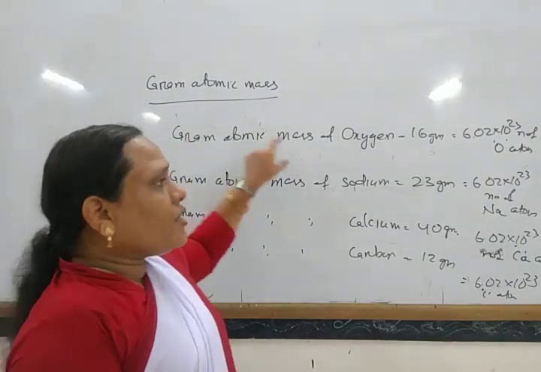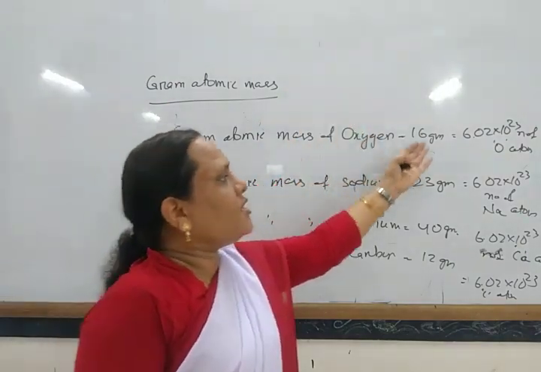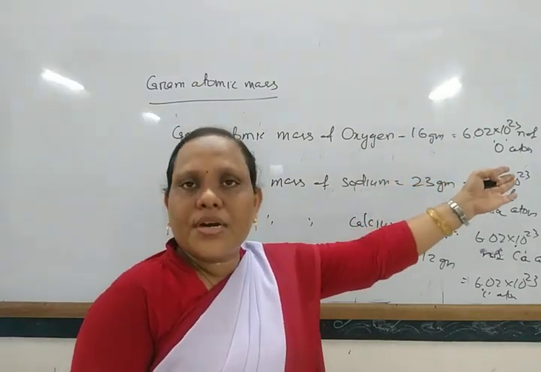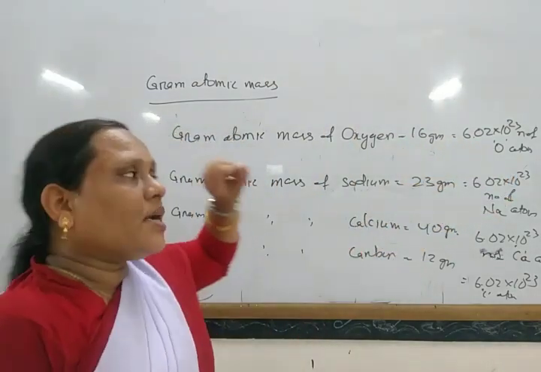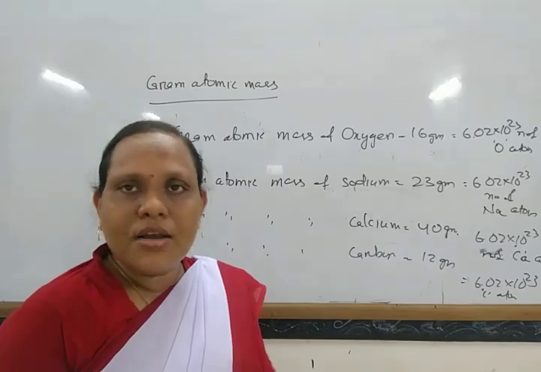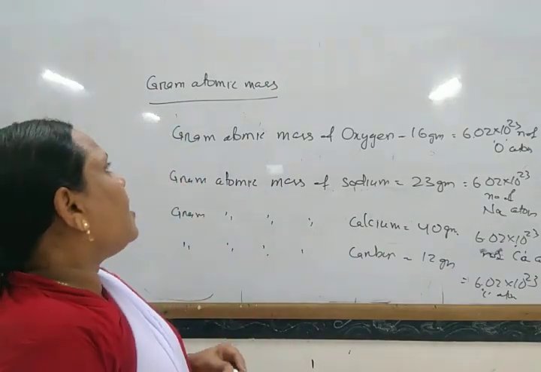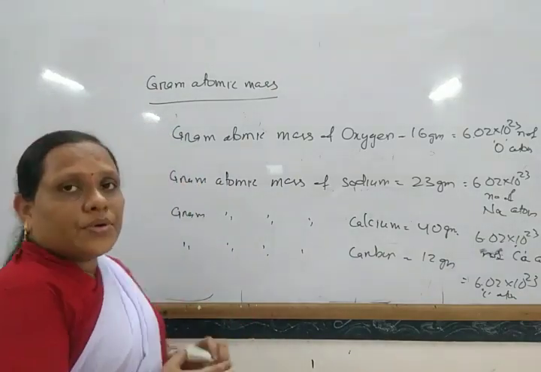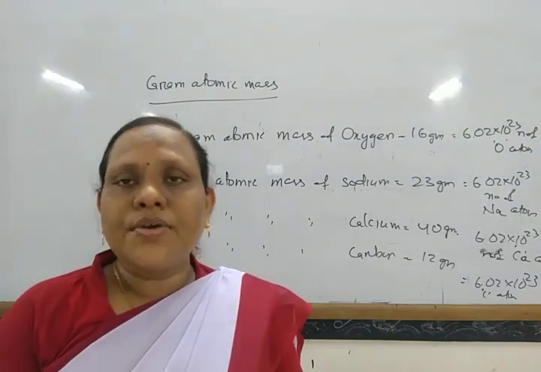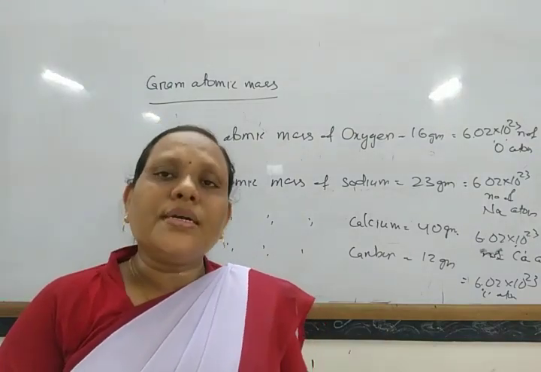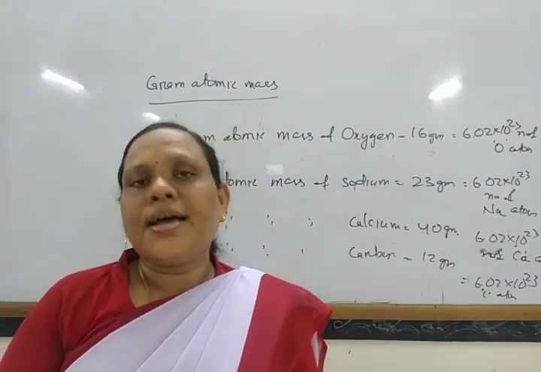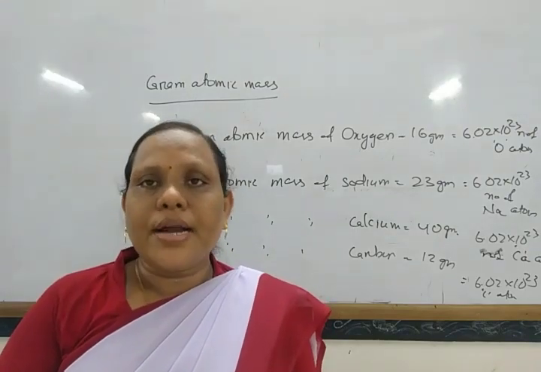And what is the weight of one atom? Just divide 16 by Avogadro's number, so that is equal to its actual mass. In this way, now you know what is atomic mass, what is mass number, what is relative atomic mass, and what is gram atomic mass.